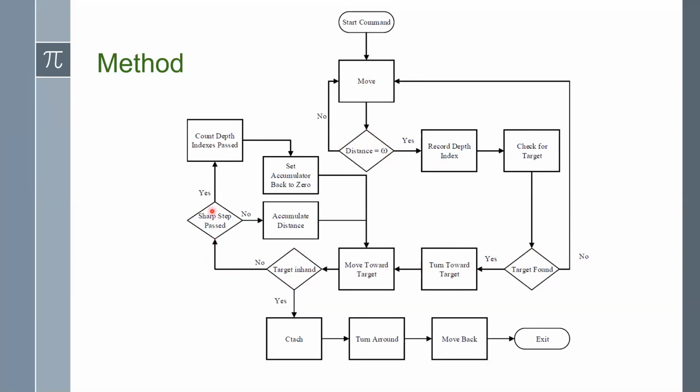Once the target is in hand, we should check if we moved a sharp step, which is like a full distance, or not. If not, we accumulate the distance that we've passed, so that when we turn around, we want to move this number that is saved in the accumulator, and then start to pop the indexes of the distance again. If it's a sharp step, we count the depth and set the accumulator back to 0. Now, once we have the target in our hand, we catch it and turn around 180 degrees and start the move back procedure, which is actually just popping out the values. First of all, running the accumulator till it's 0, and then popping out the values from the stacks.